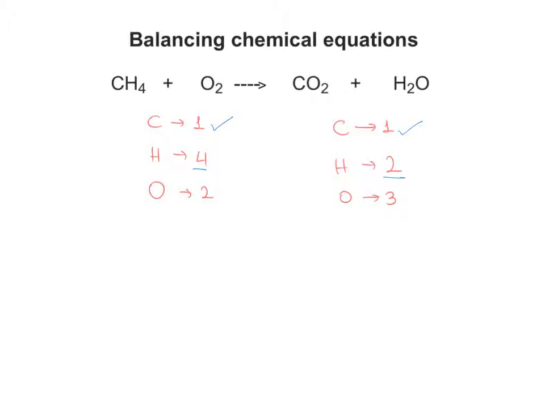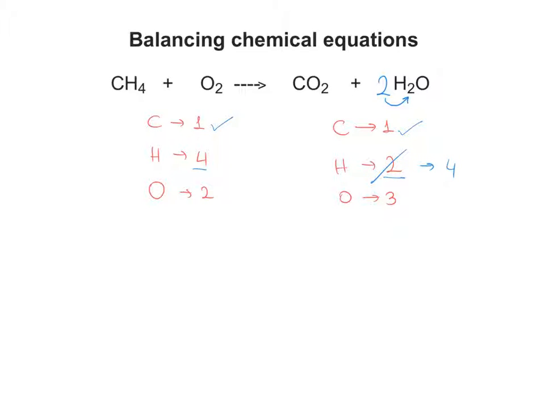In the reactant side there are 4 hydrogen atoms, but in the product side there are 2 hydrogen atoms. So to balance them, we can start with writing 2 as a coefficient of the water molecule. 2 times 2 makes 4 hydrogens, and it equals the number of hydrogens in the reactant side. Now the number of hydrogen atoms are equal.